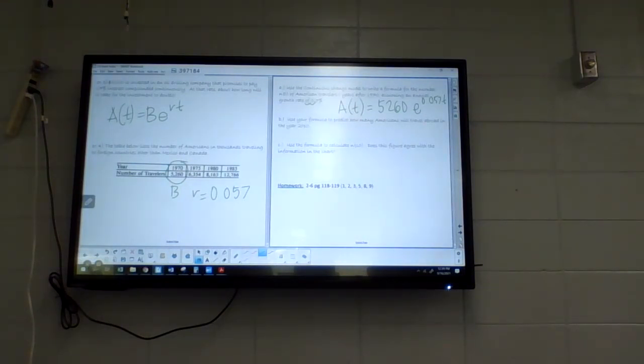It said, use your formula to predict how many Americans will travel abroad in the year 2010. Is that t? Would we put that in for t? T is the time in years. Would 2010 make sense? No. Not quite. What would it be? Yeah, the number of years since 1970.